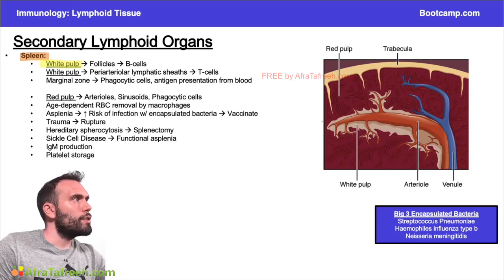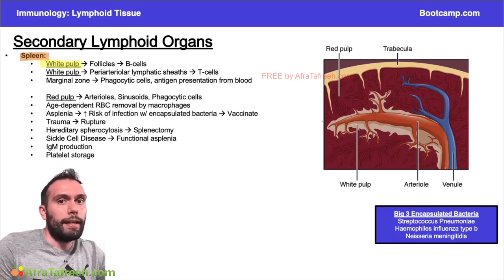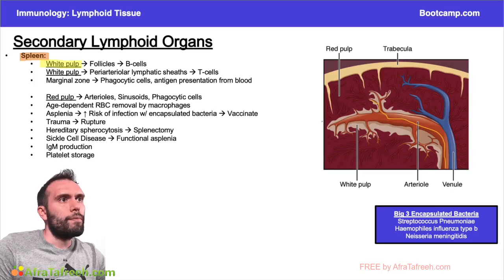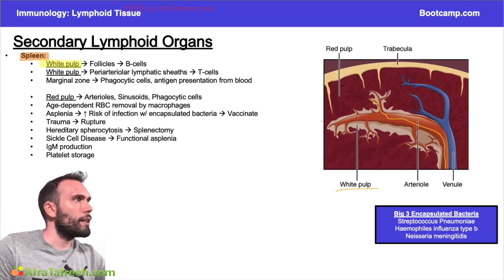Now what I want you to do is just think about how you would get into the spleen. If you were a cell or potentially an antigen, you'd come in through an artery here, and you'd eventually go off into one of the arterioles. As you come out of this arteriole, the first thing you're going to hit is this white pulp. You can see this white pulp is surrounding the arteriole. That's the important thing.